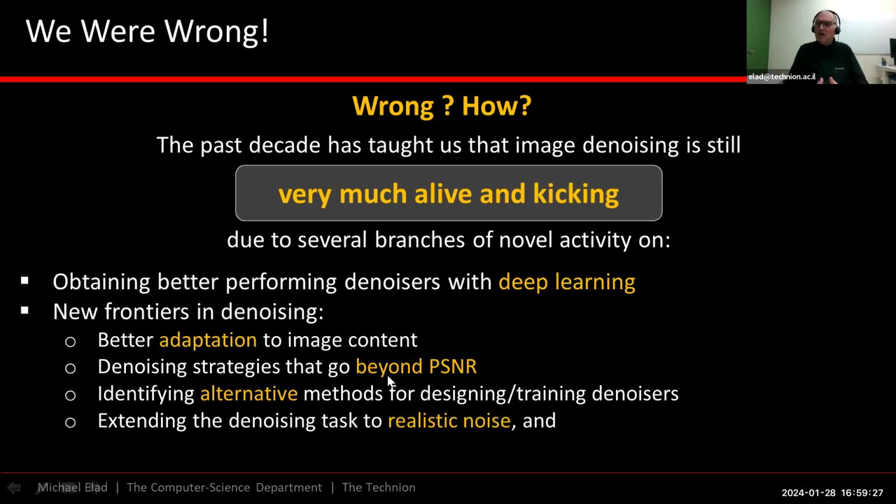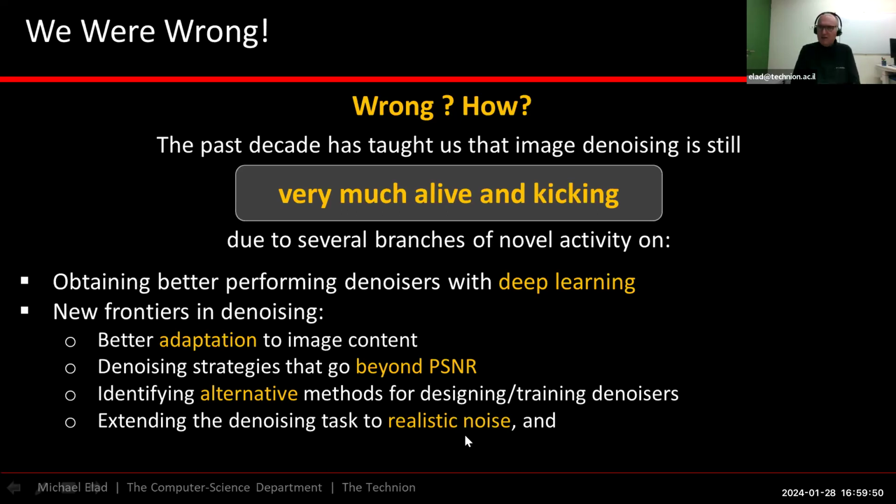Another thing, can you design your denoiser to serve other means? Not just mean squared error, pick a scenario. I want to optimize SSIM. I want to optimize LPIPS. I want to optimize something else. Can I? Of course you can. Go ahead and do it. Nothing that could be done before, now it's easily done. Can you design alternatively the denoiser? Can you come up with different training paradigms? Yes, you can.